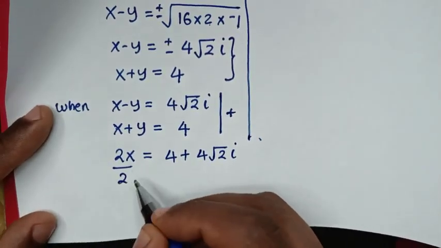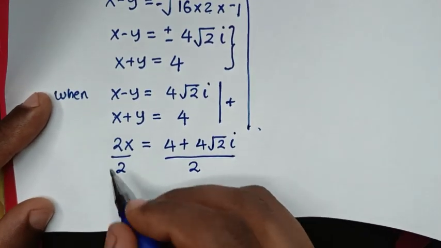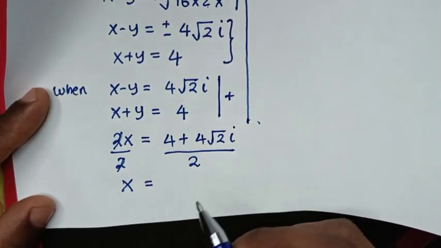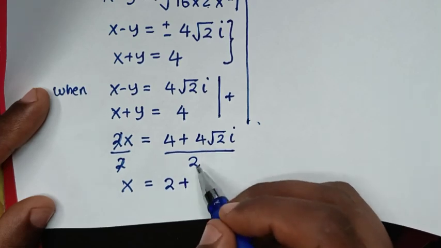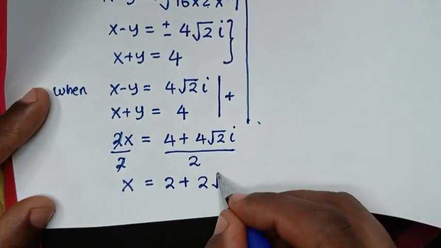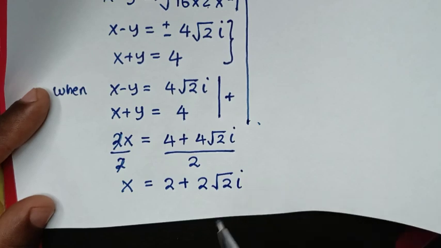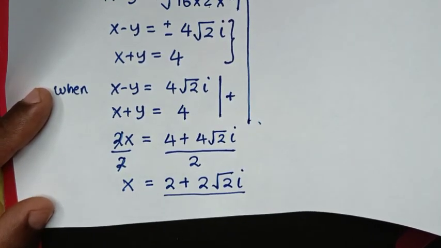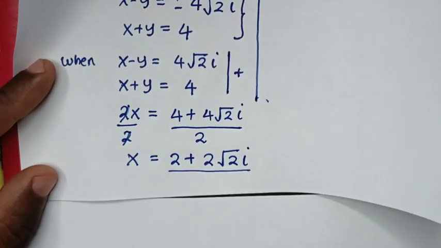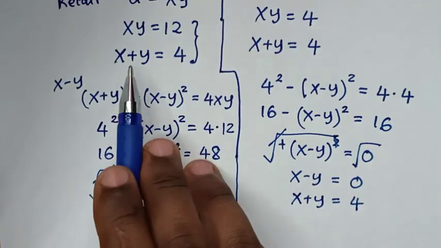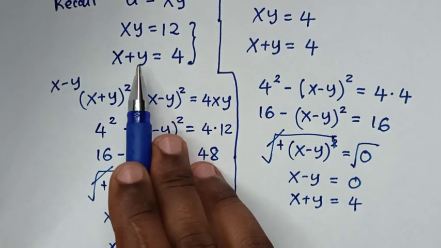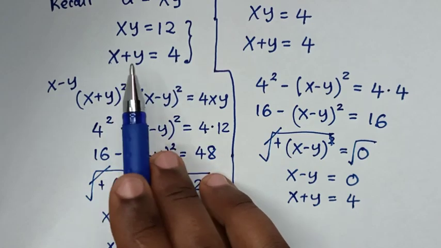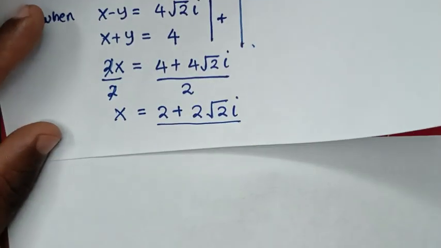Then we divide by 2 in both sides, so this and this will cancel. Then x is equal to 4 divided by 2 is 2, plus 4 divided by 2 is 2, so it will be 2 square root of 2i. Now we get the value of x. To get the value of y, from the first equation, x plus y is equal to 4, we'll take x to the right side, so y is equal to 4 minus x.